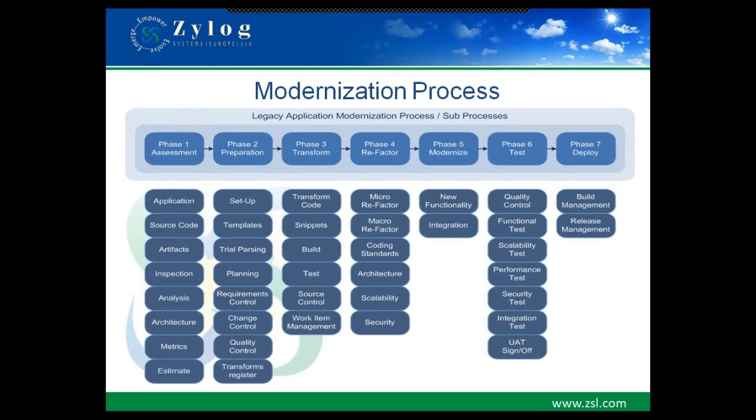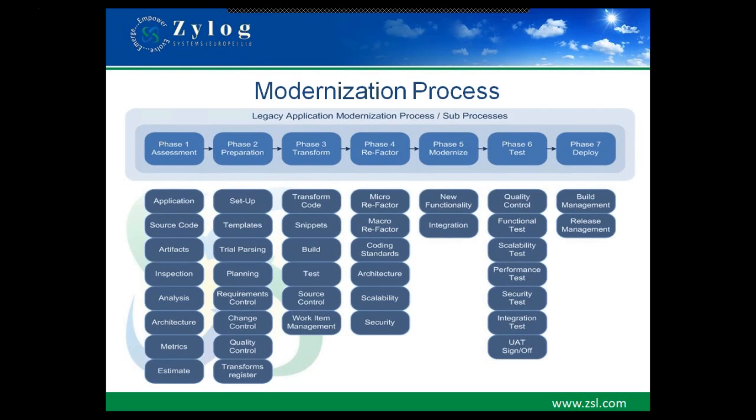Phase 5 is modernization. What we do in phase 5 is have new functionalities where we might want to integrate with upstream or downstream systems, or we want to integrate with an old legacy application which is not part of the scope, but it's flowing into the old application. So this is where new functionality or integration is taken up where it is not part of the current application.